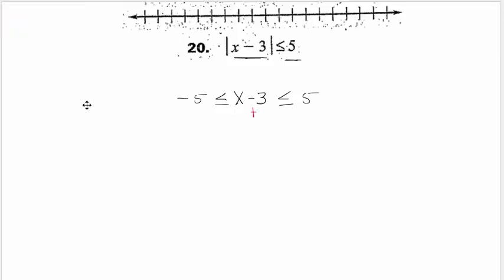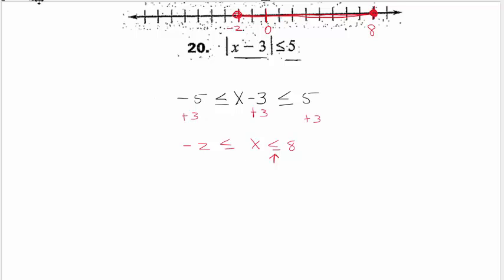From here, we're going to add 3. So we have negative 2, x, and 8. All right, so x has to be between negative 2 and 8. If I put 0 right here, 1, 2, 3, 4, 5, 6, 7, 8, and negative 2 would be here. Are we going to have open circles or closed circles? Closed, because we have that equals part right there. So this is the solution set, everything between and including negative 2 and 8.